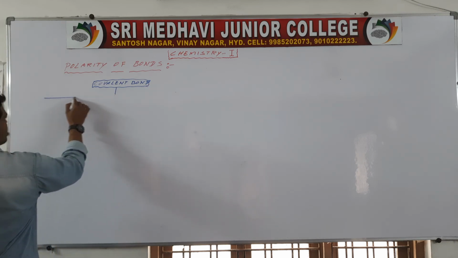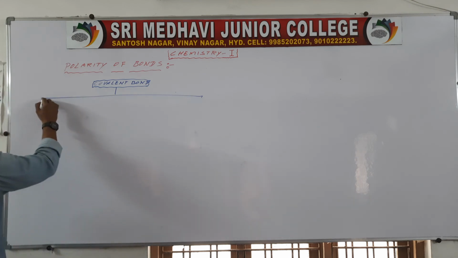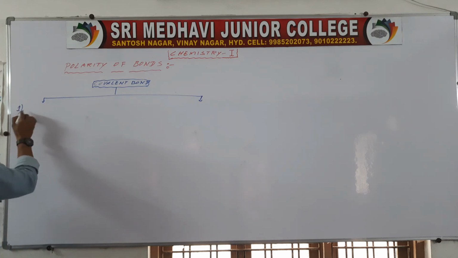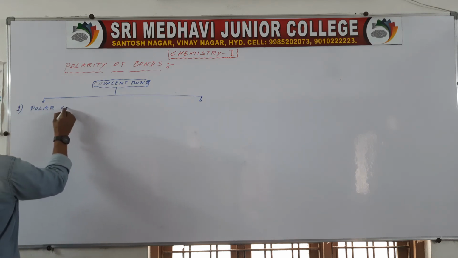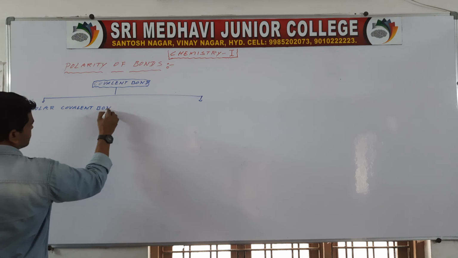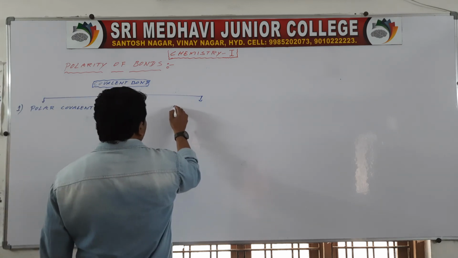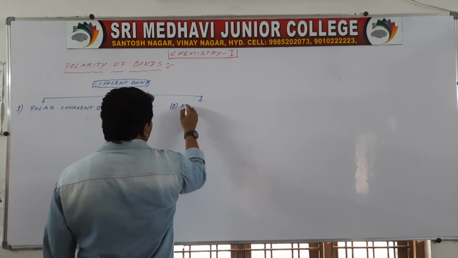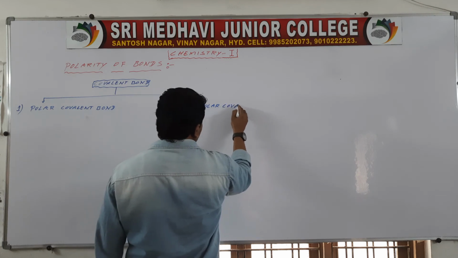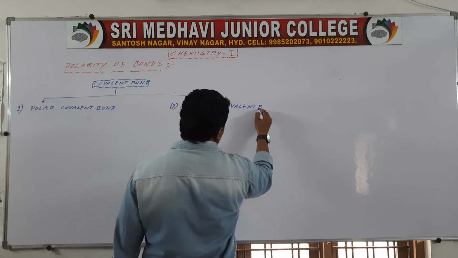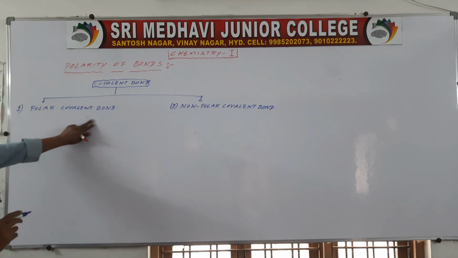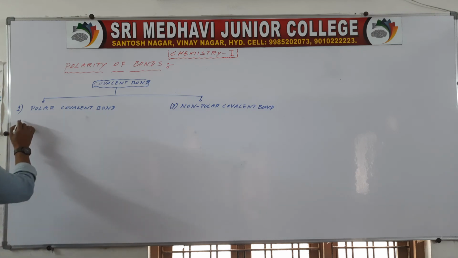It is of two types. The first one is nothing but the polar covalent bond, and the second one is nothing but the non-polar covalent bond. Okay, so polar covalent bond, an explanation.